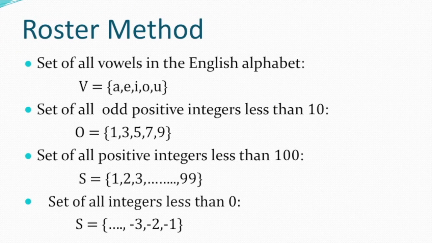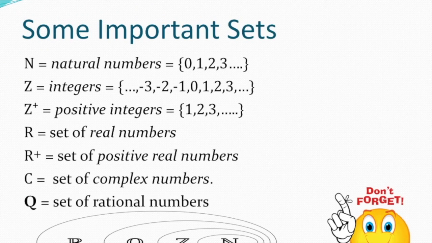Another example, you can say the set of all integers less than 0. So S, for example, including -3, -2, -1. Now everything before those numbers is given by the relationship I just defined. Now some important sets that you need to recall and remember for this class.